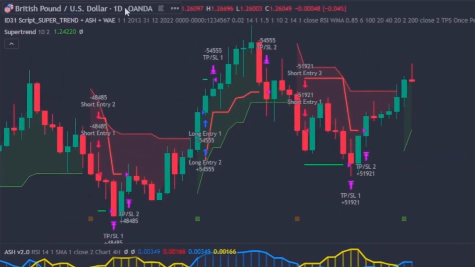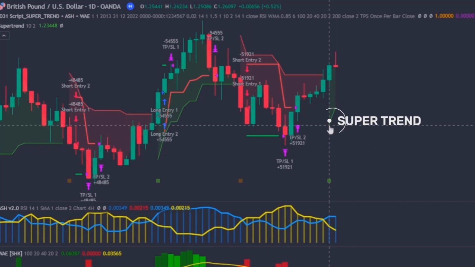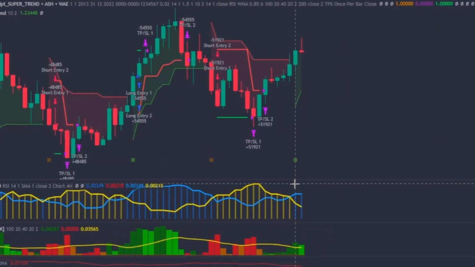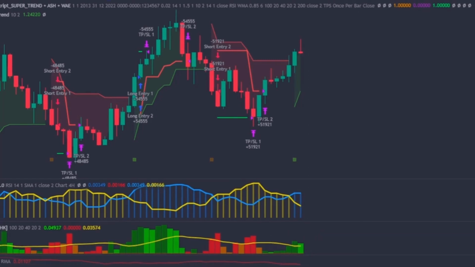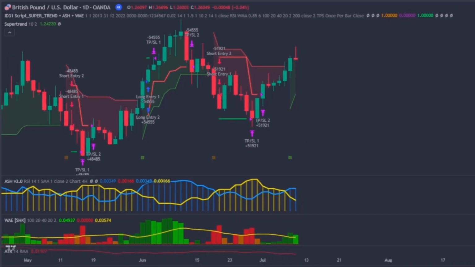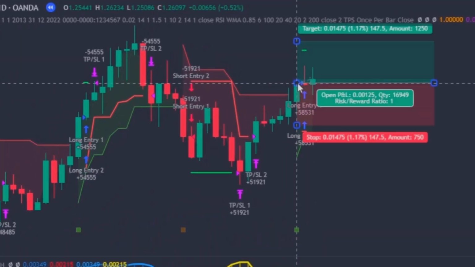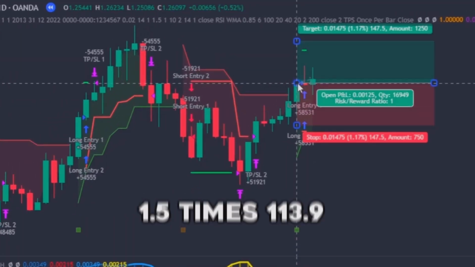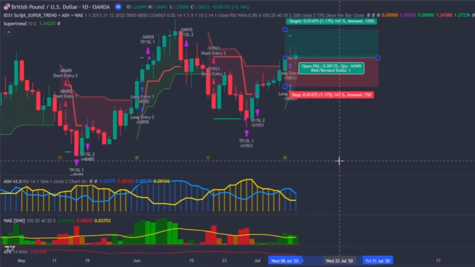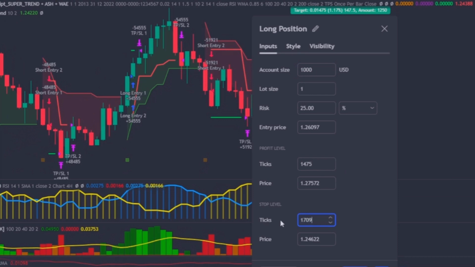Here on the pound-dollar currency pair, we can see that the super trend line turned green and that at the same time, the absolute strength histogram showed that the overall market momentum was bullish and the volume bar from the Waddah Attar Explosion was green and above the explosion line, which means it was time to enter in a long position. And that was exactly what my bot did. The stop loss value was calculated based on the formula 1.5 times 113.9, the ATR pip value, which was equal to 170.9, and the first take profit was equal to the ATR pip value.